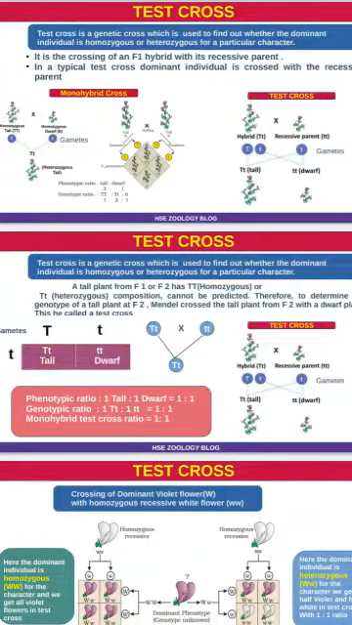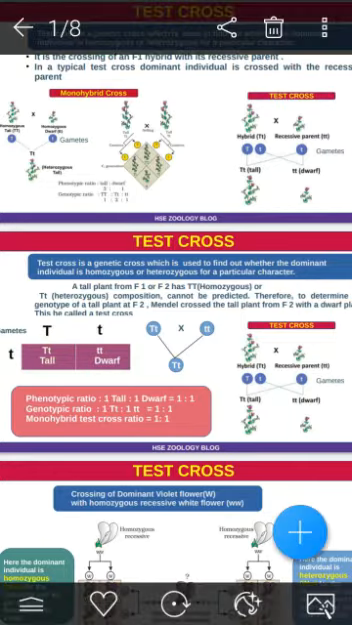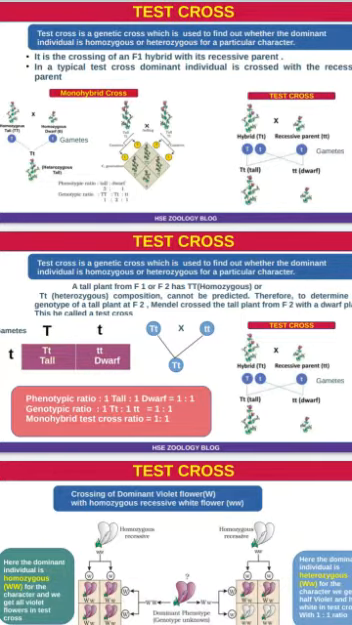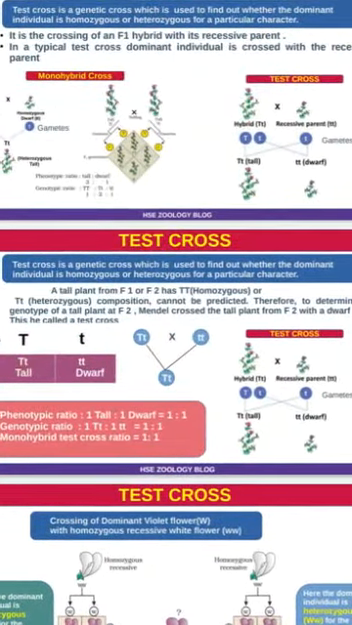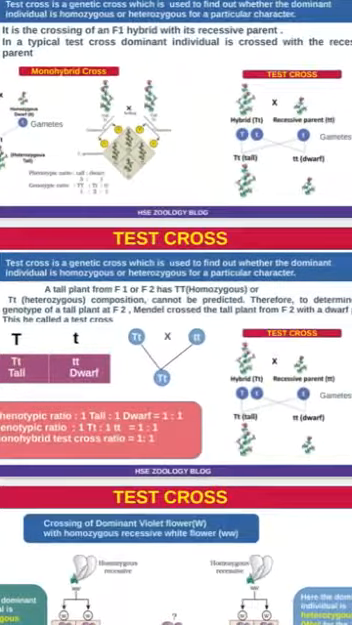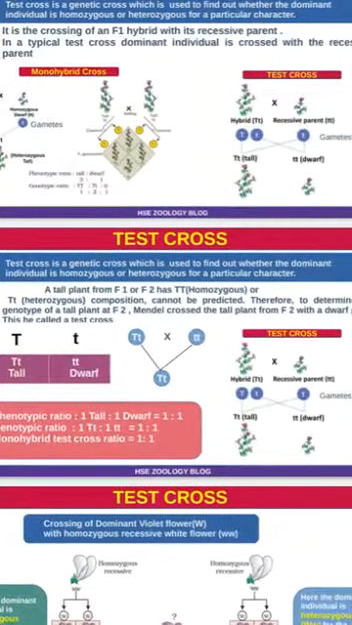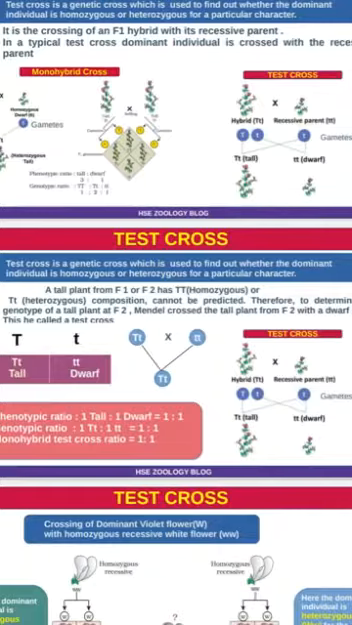To find out the genotype of the F1 generation, Mendel conducted a cross of the F1 generation with its recessive parent. So Mendel conducted a cross of the F1 hybrid with its recessive parent to find out the genotype of the F1 generation. That type of cross is known as a test cross.